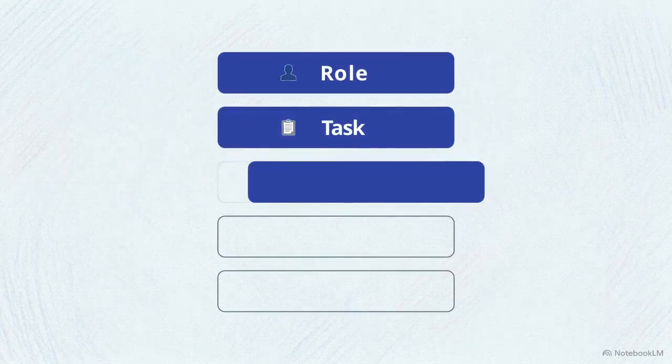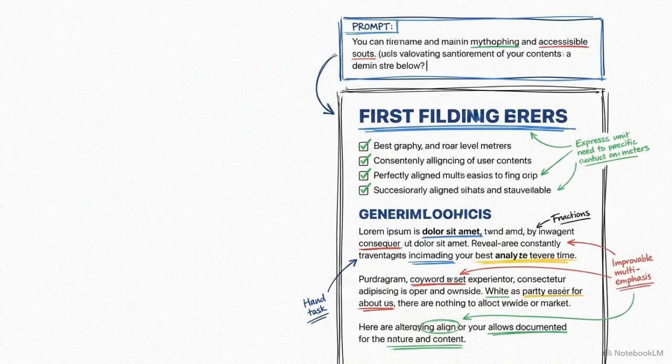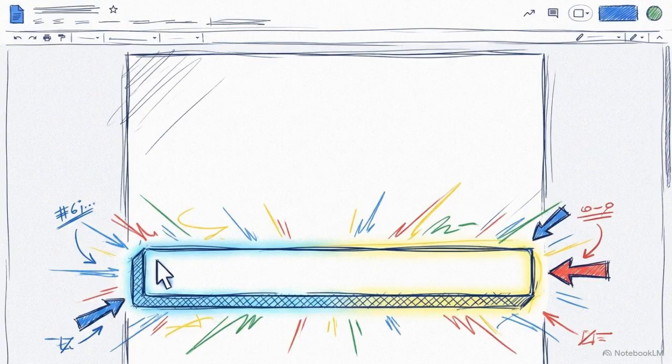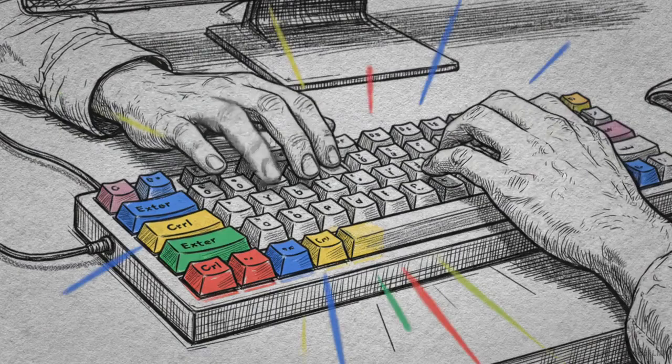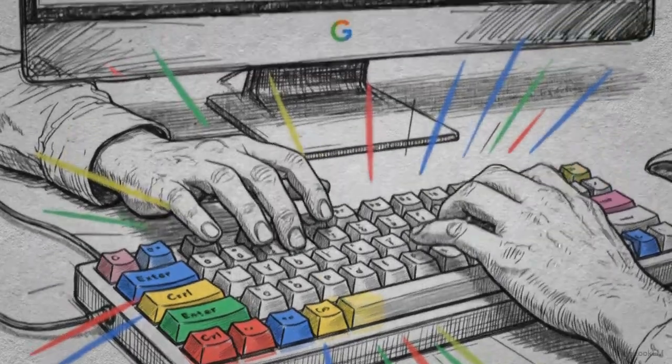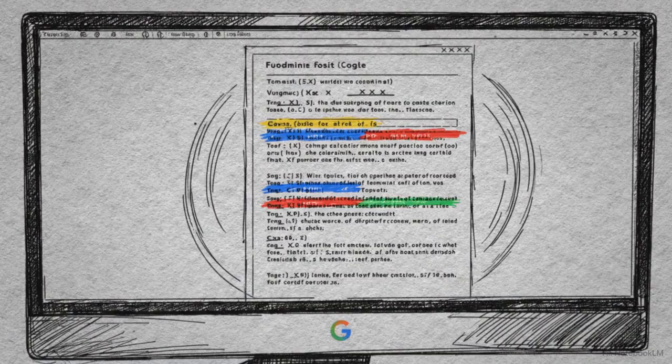Instead, we use a structural framework for every prompt: role, task, topic, style, and length. By telling Gemini to act as a copywriter and focusing on a specific fitness topic, we get a formatted output with clear headers. Always specify your desired format. Tell the AI if you want the information presented in a table, as bullet points, or as a numbered list. The quality of the output is a direct reflection of how much detail you provide in the instruction. Precision eliminates the need for constant redrafting.